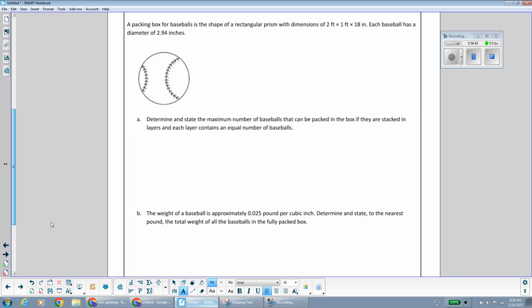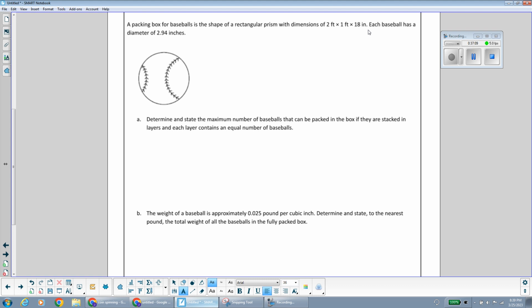And this one looks a lot more difficult than it actually is, but the question on the test is really similar to this. Definitely the part A. So it says a packing box for baseballs is the shape of a rectangular prism with dimensions 2 feet by 1 foot by 18 inches. So already I'm seeing different units. I'm seeing feet and inches. So I know when I find the volume, because I'm probably going to have to find the volume, I have to put them all into the same units.